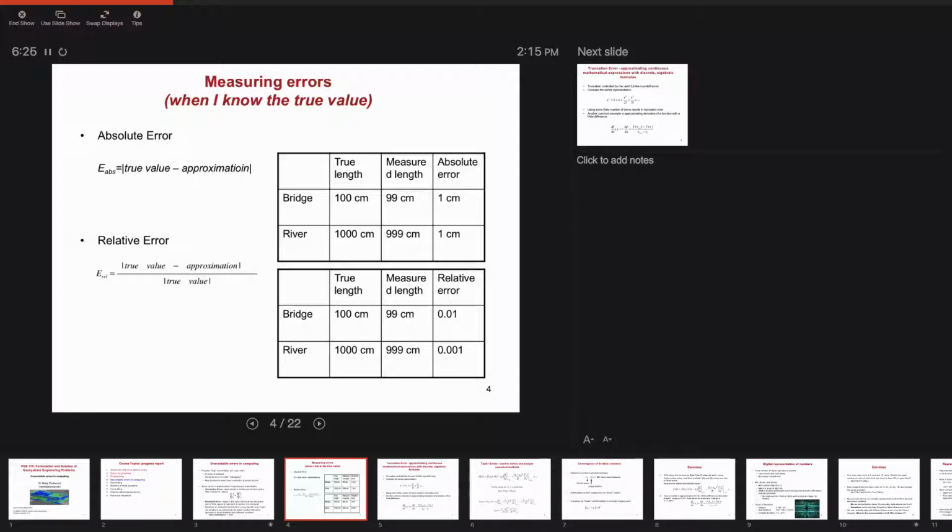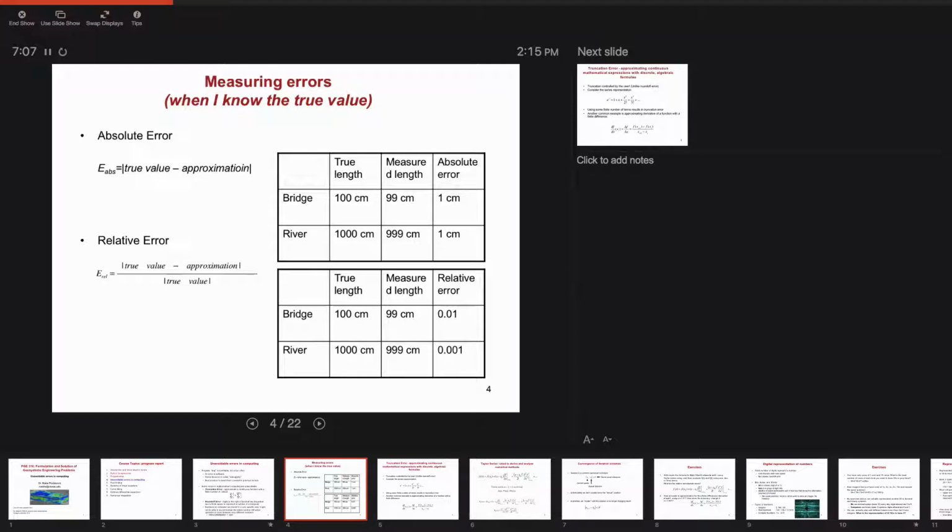So, for instance, here's an example. Let's say that I have a bridge over a river, and that bridge is 100 centimeters wide. And let's say that I make a measurement and I estimate it's 99. Okay? I have made an absolute error of 1 centimeter in this measurement. Now, let's say that the river is 1,000 centimeters wide. Okay? And I measure 999 centimeters. Again, I made an absolute error of 1 centimeter.